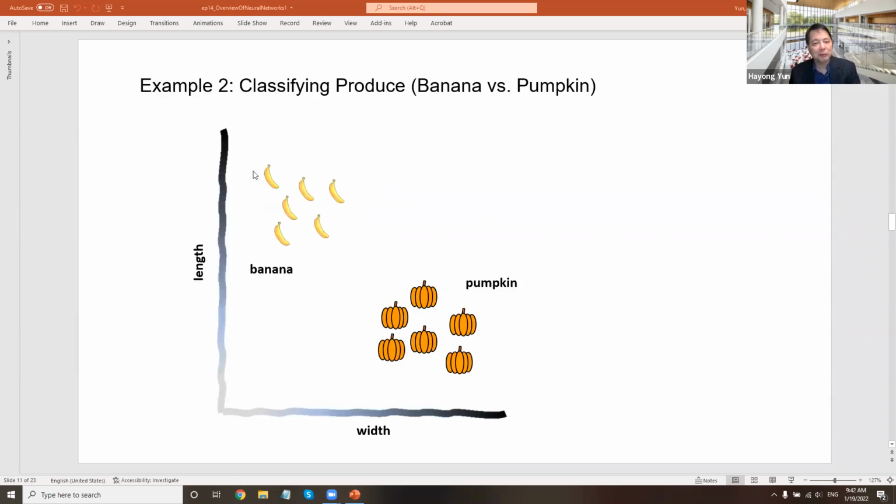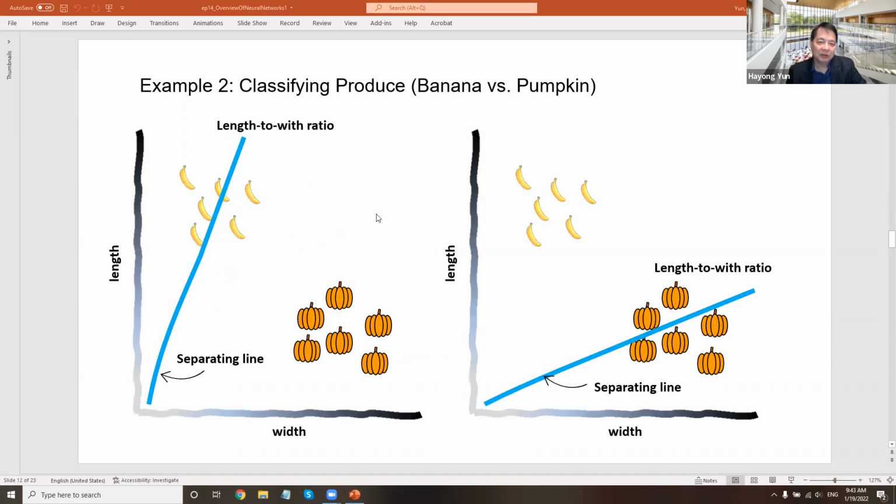Here's a two-dimensional example. Imagine that I'm at Whole Foods and they have various produce and they want to classify them. Let's say we have banana and pumpkin. The bananas are long, the pumpkins are wide, so the length to width ratios are different. We see a banana and we know it's a banana, but can an automated sensor computer do it? Initially we start with a separating line on the length to width ratio. If it's above this line, let's call it banana, below it, it's a pumpkin.